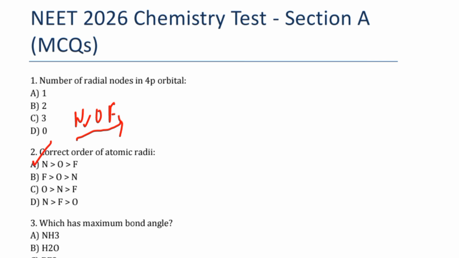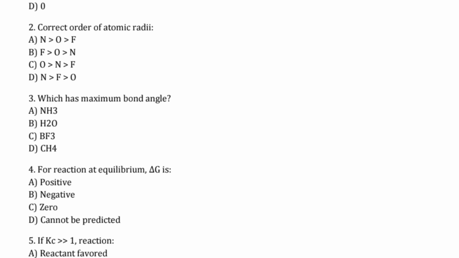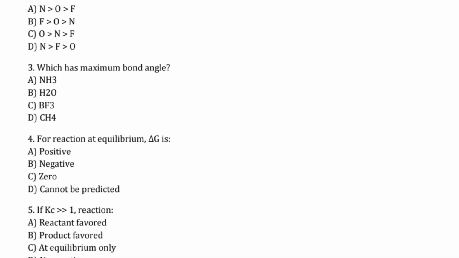Next, coming to which has the maximum bond angle. We have already discussed this in our previous questions also. So ammonia is 107 degrees, water 104 degrees, BF3 120 degrees, and this one is 109 degrees. So our answer is C.